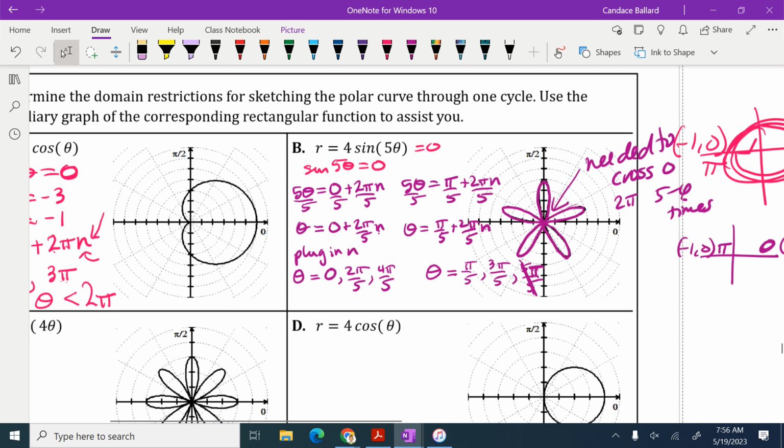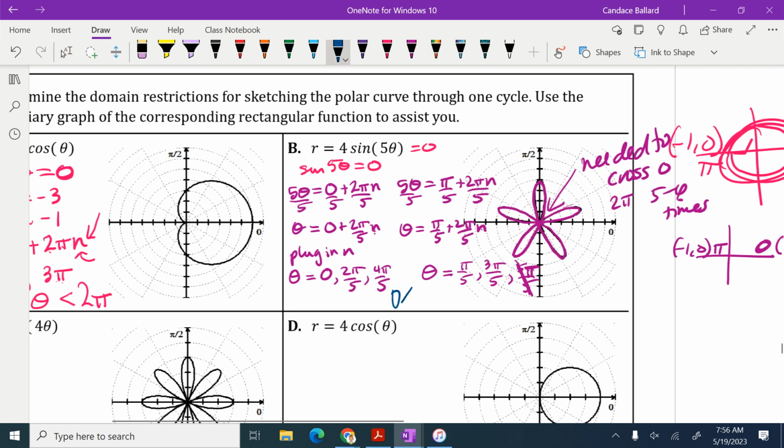So the domain on that one was 0 less than theta less than pi.